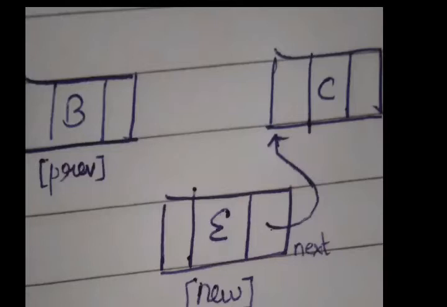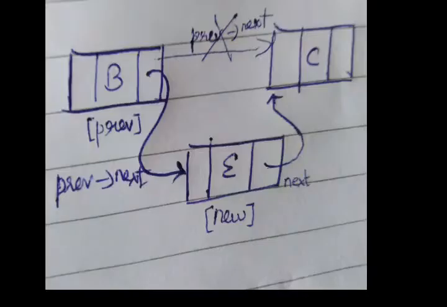So, new node's next equal to previous next means what will happen? E's next is what B's next is pointing to. B's next is C. That is what B is pointing to. So a link is established from E to C.